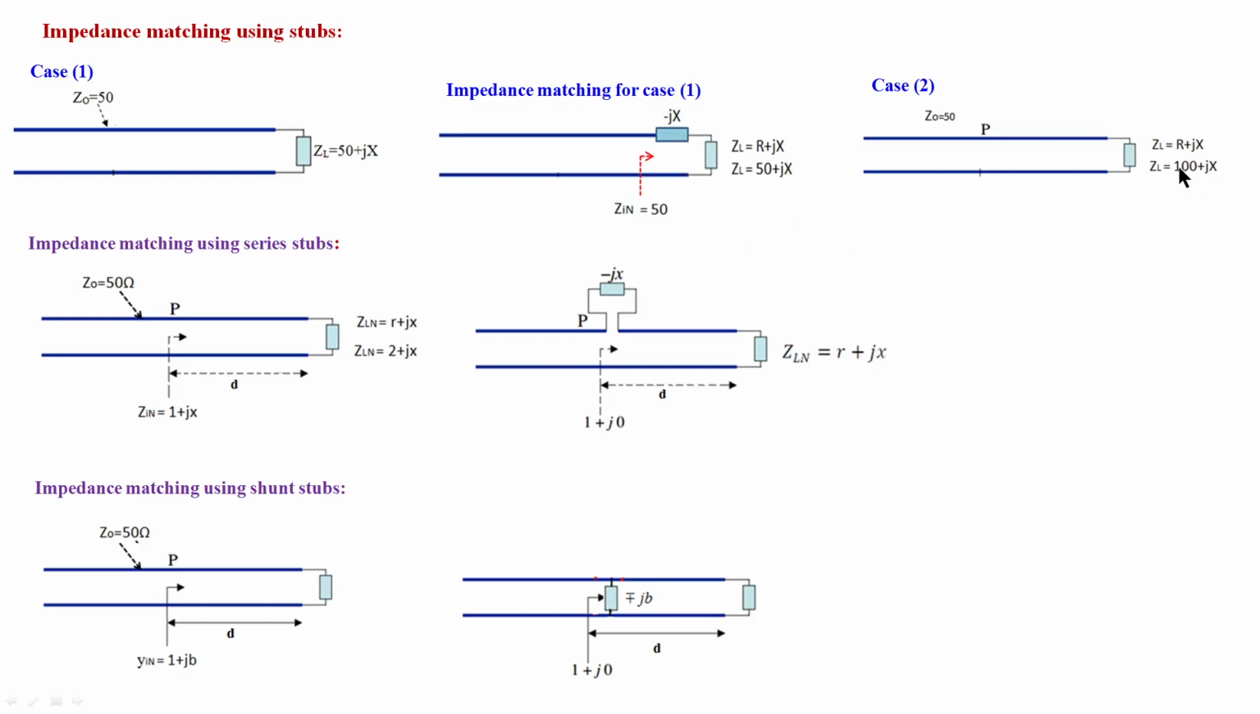But if the load's real part is not equal to the 50 ohm characteristic impedance of the transmission line, then we cannot get an impedance match just by adding a negative reactance, because the real part is 100 ohm here. Even if you cancel the reactance by adding a negative reactance, the load looking between these two terminals is 100 ohm, which is a mismatch with 50 ohm, so maximum power will not be delivered.